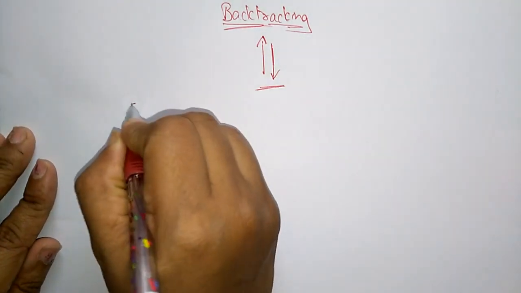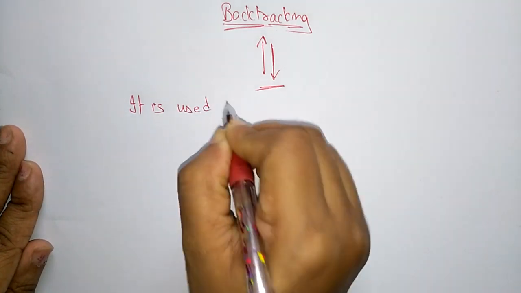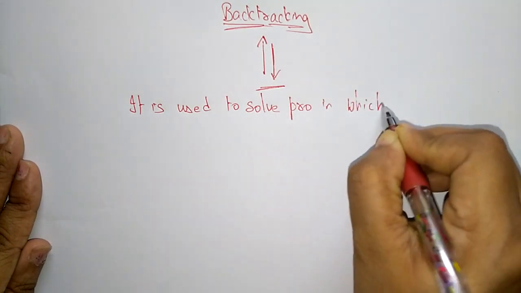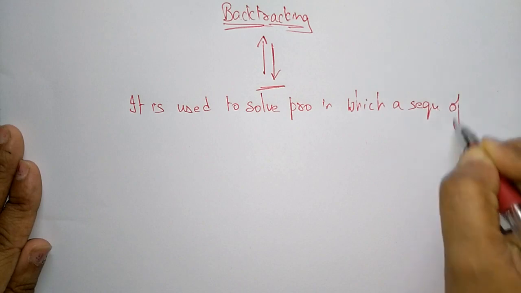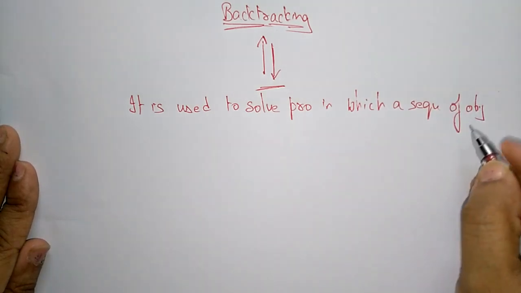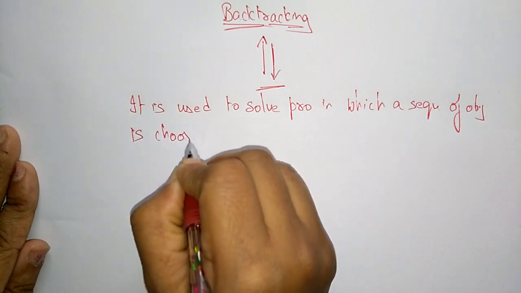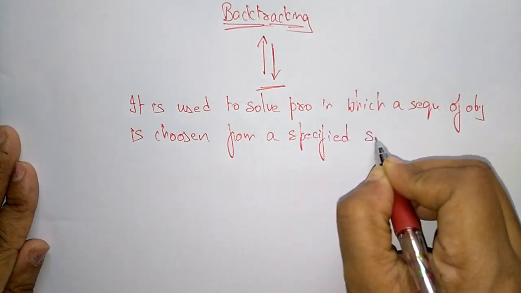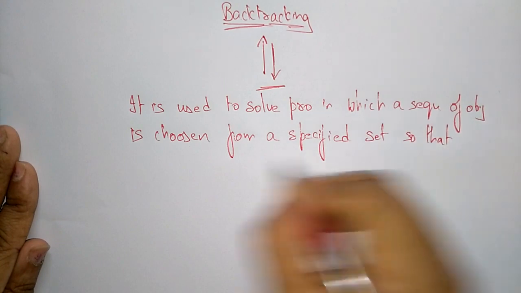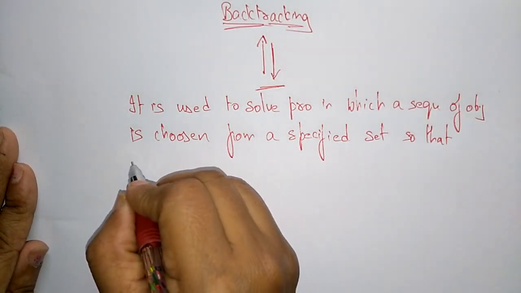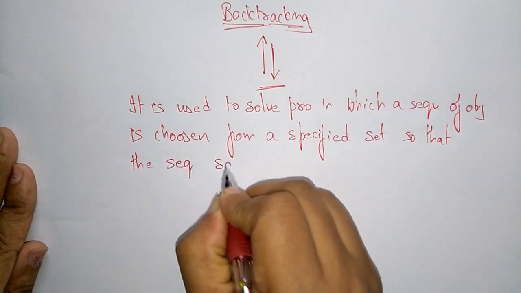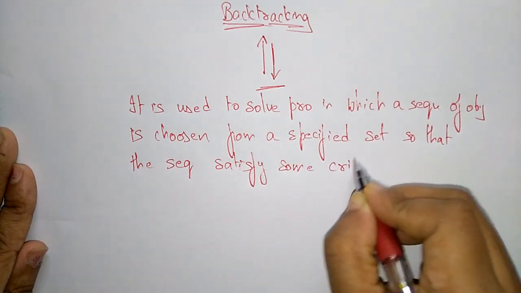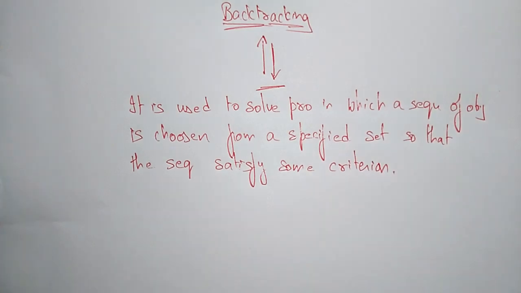Let me write this: backtracking is used to solve problems in which a sequence of objects is chosen from a specified set so that the sequence satisfies some criteria. That is about backtracking.